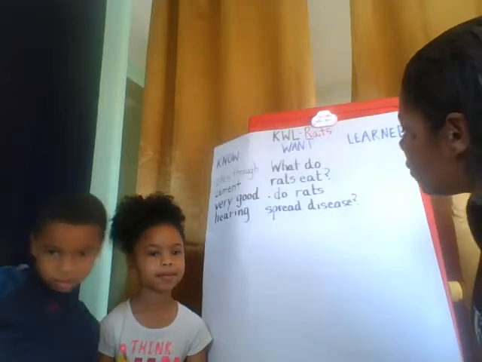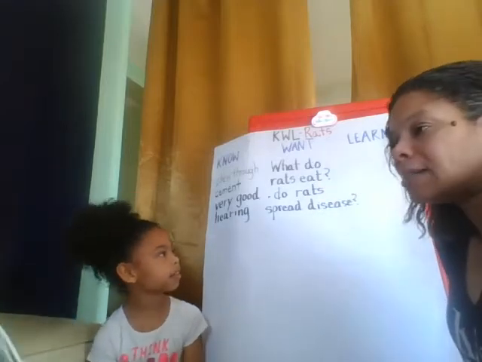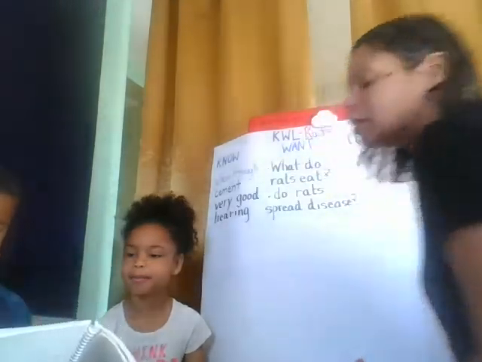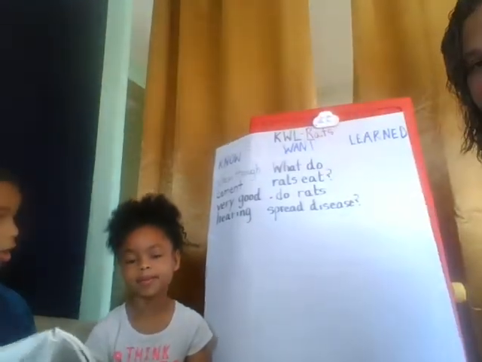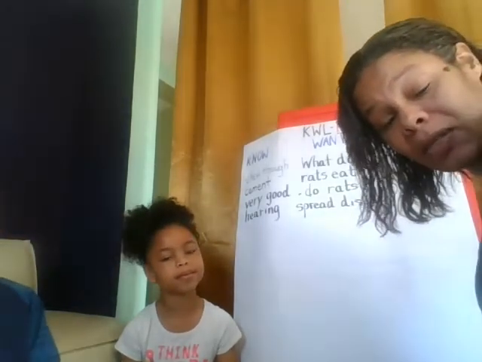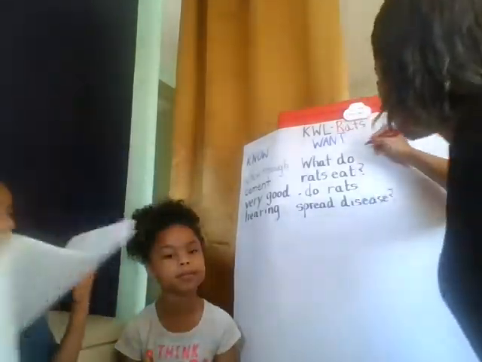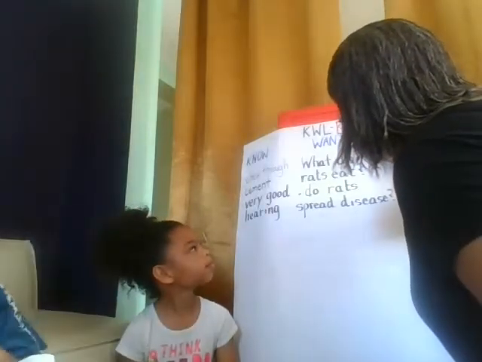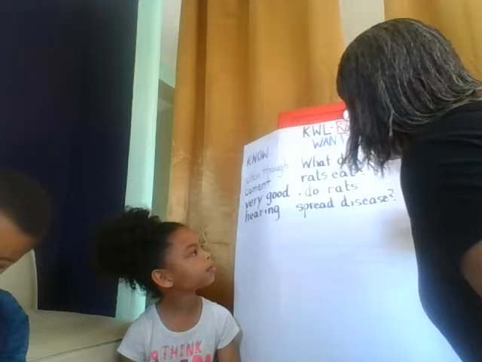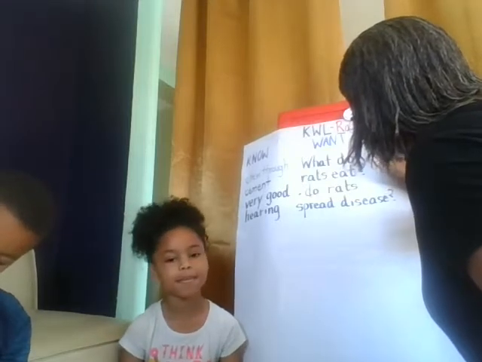So Lennox, was that first question answered? What do rats eat? Yes. What did they say rats like to eat? Rats like to eat bananas and peanuts. Okay, so they said that as a treat, when they do a good job, rats like to eat bananas. So I'm going to write the word bananas and peanuts.